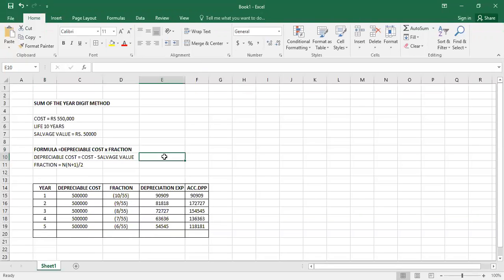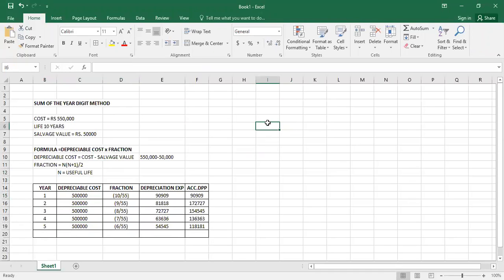So in this question, the cost is 5 lakh 50,000 and you have to subtract salvage value, that is 50,000. So the depreciable cost is 5 lakh. And the other thing is the fraction. The formula for the fraction is n(n+1)/2. Here we denote n as useful life.